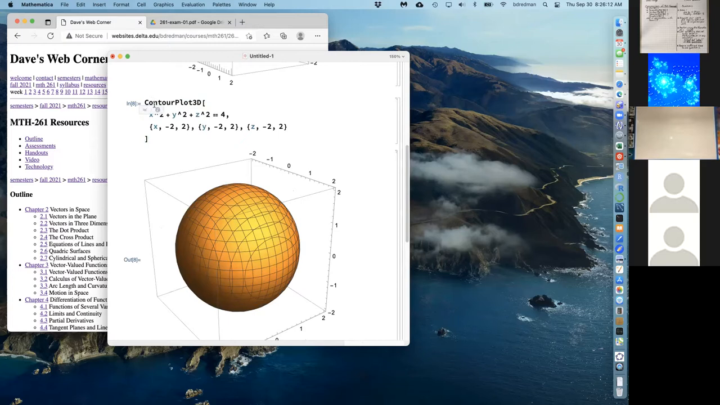Now, I want you to understand how Mathematica uses contour plot, however. Again, go ahead. Oh, not a problem. I'll put that right on this list after I say something about contour plot. Thank you, Toto.